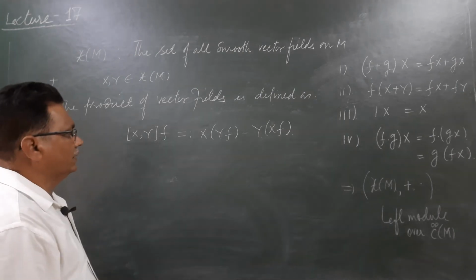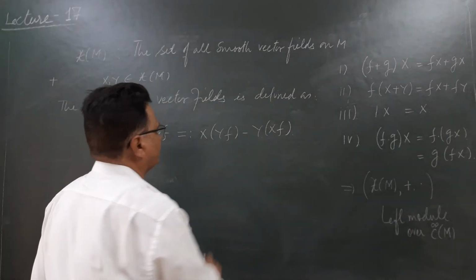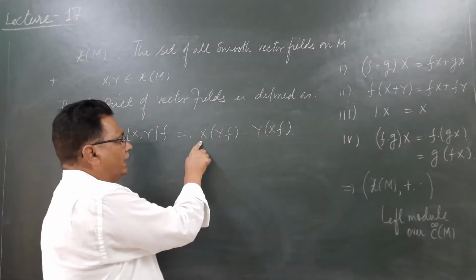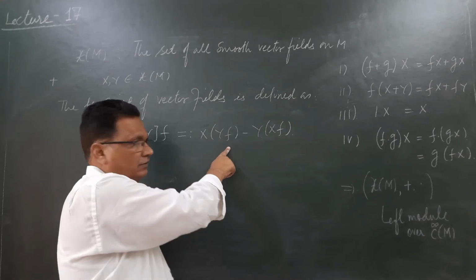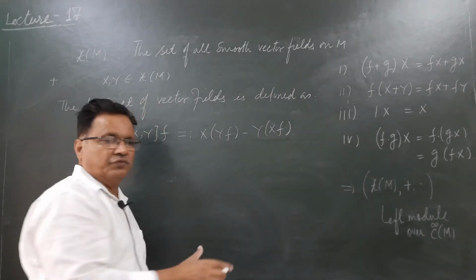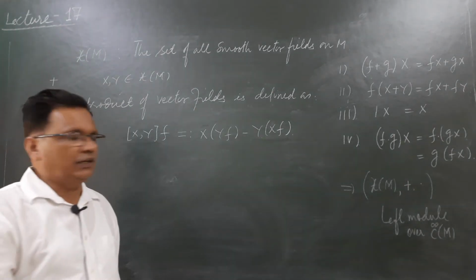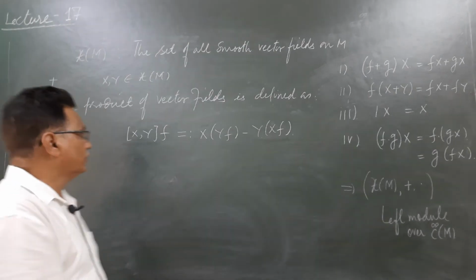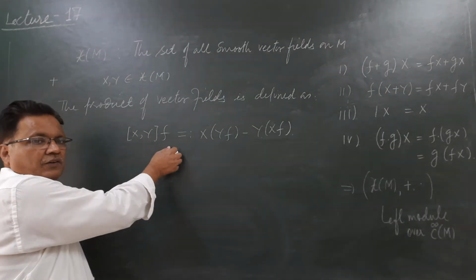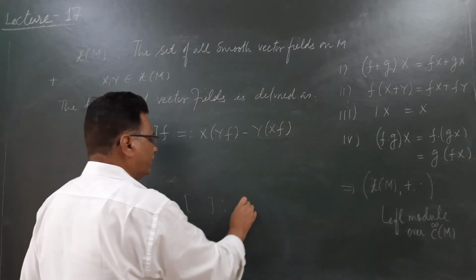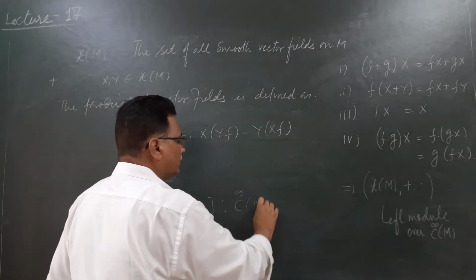तो पहले तो हमें देखना पड़ेगा कि राइट साइड में जो ऑब्जेक्ट है वो क्या है. y f is a function. X operating on a function is a function. Similarly, the second term is a function and the difference of two functions is a function. So the element in the right side is a C infinity function on M. So Lie bracket x y operating on a function gives me a function, means Lie bracket x y is a map from C infinity M to C infinity M.